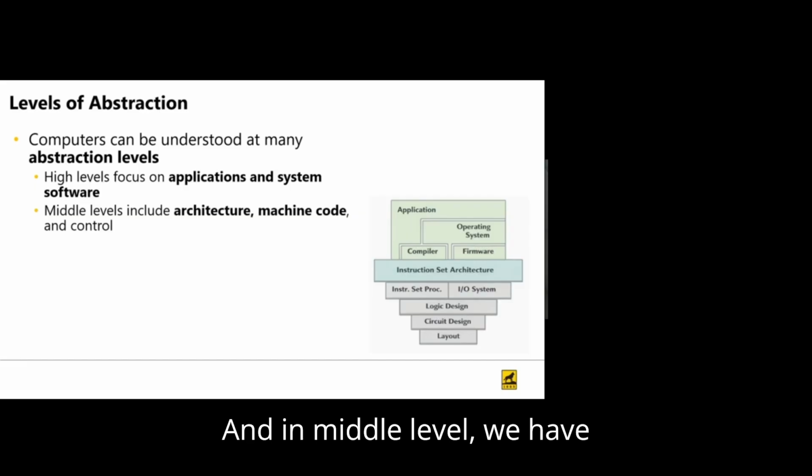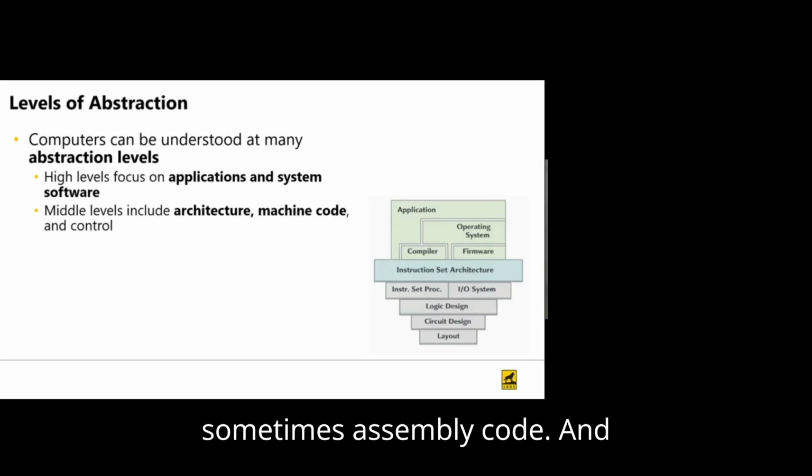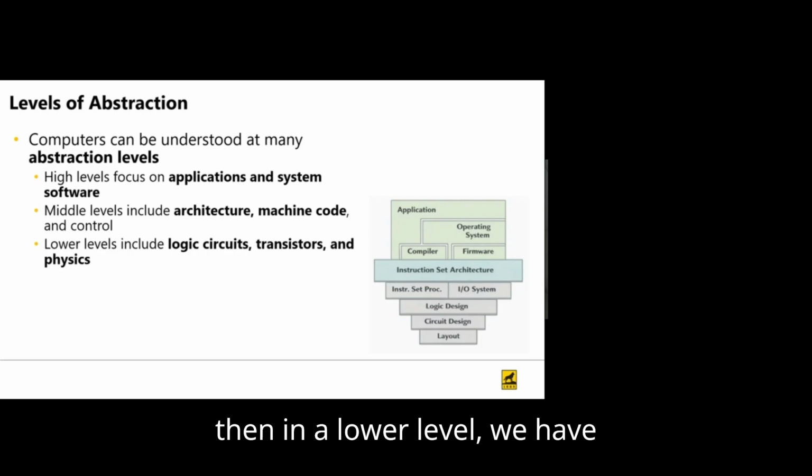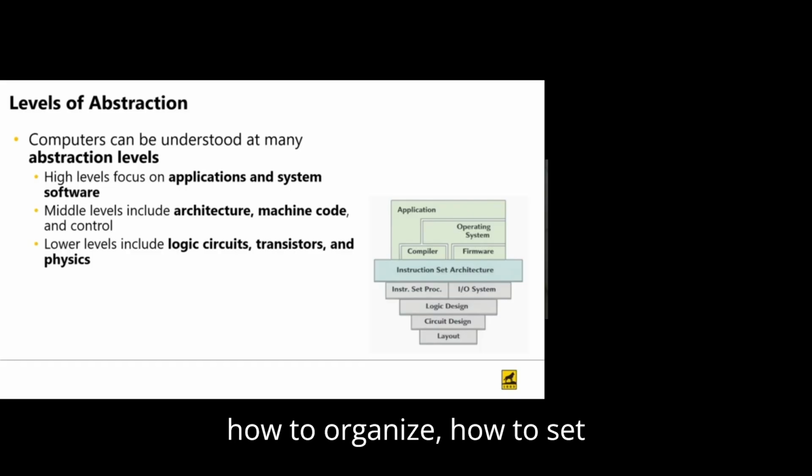And in the middle level, we have actually architecture and machine code that we sometimes call assembly code. And then in a lower level, we have logic circuits. We have transistors in a lower level, transistors in circuit design. And the layout is like the hardware, how to organize, how to set these transistors together.